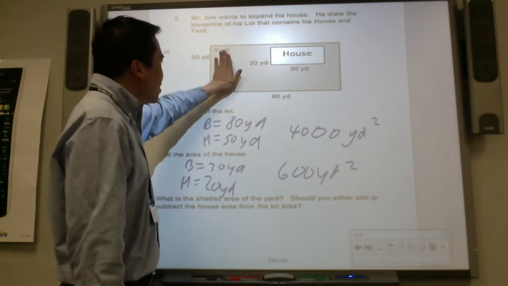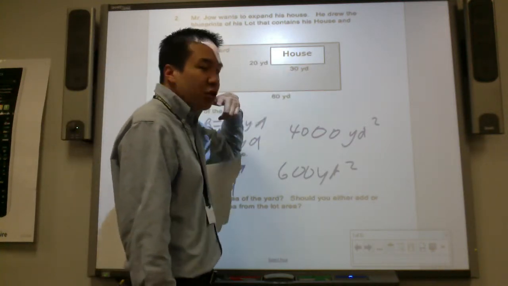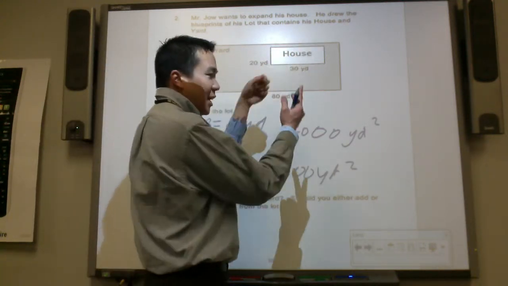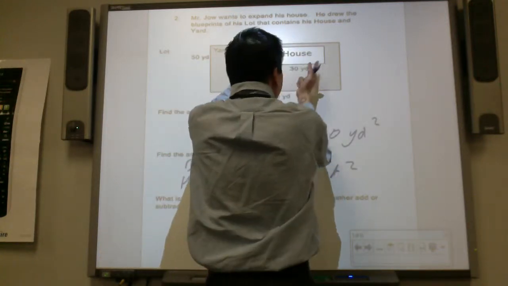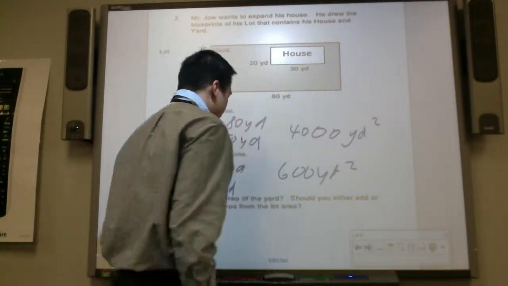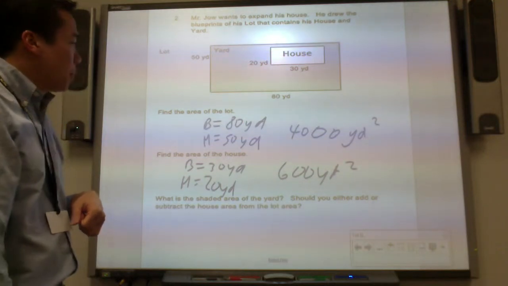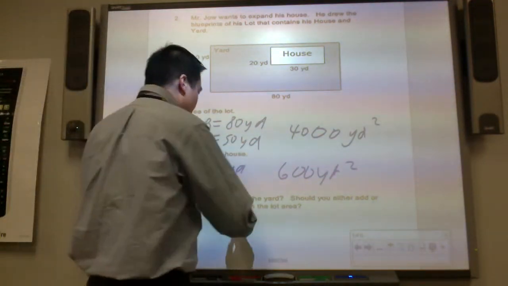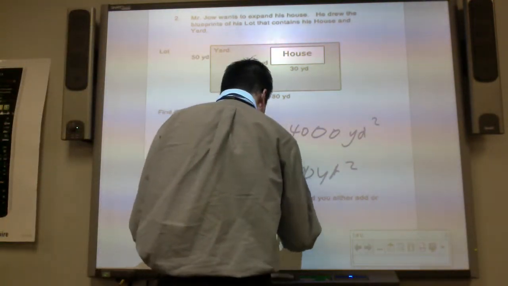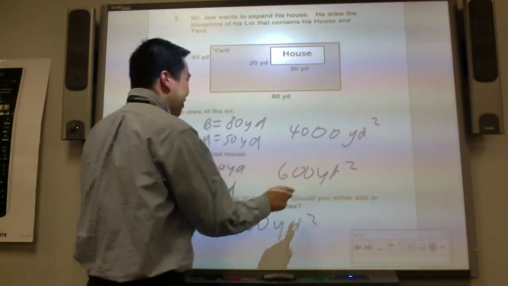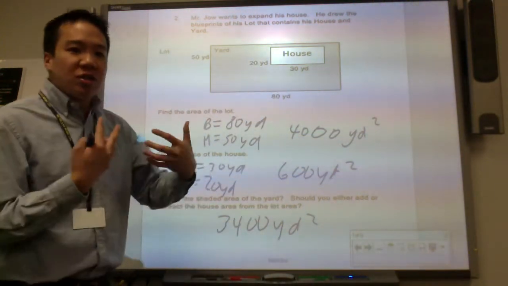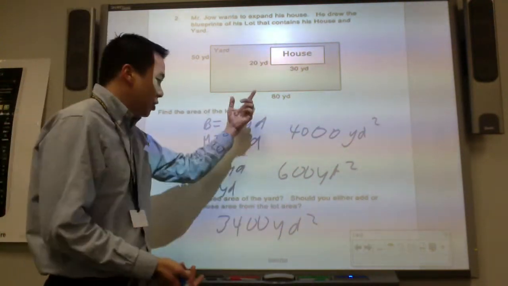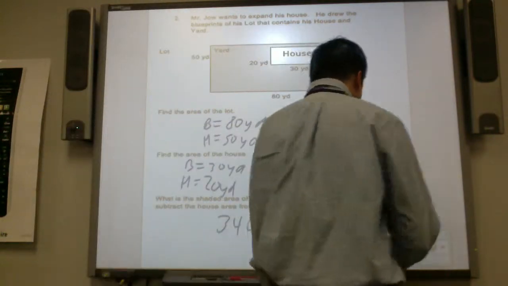So I want to find the shaded. Is this shaded the house? No. So if I got a scissor and actually physically cut this out, what do I have left? I will have 3,400 square yards because I have to subtract, cut out, take away, subtract. So it's 3,400 square yards.